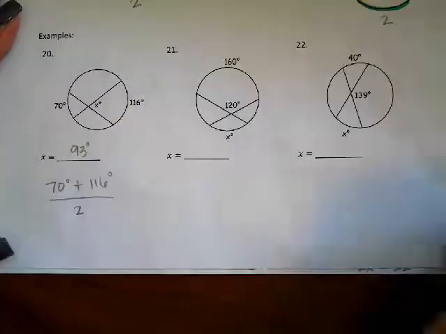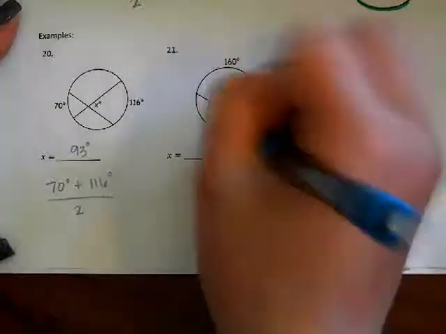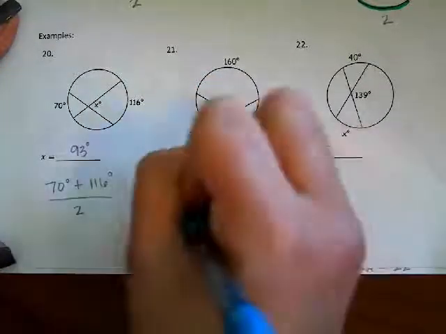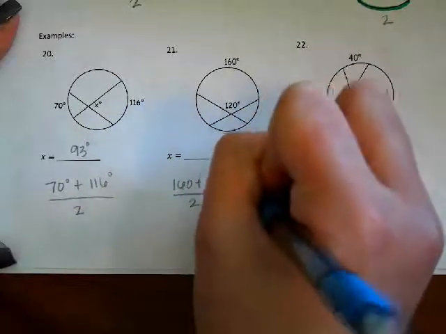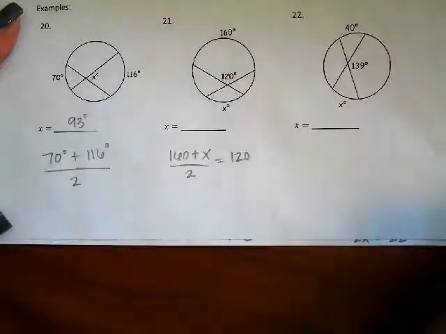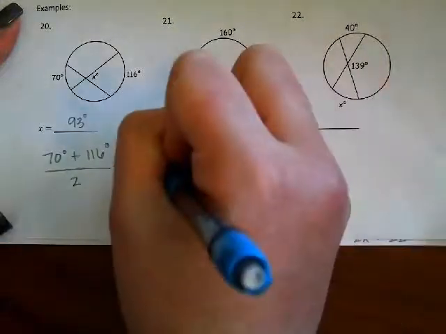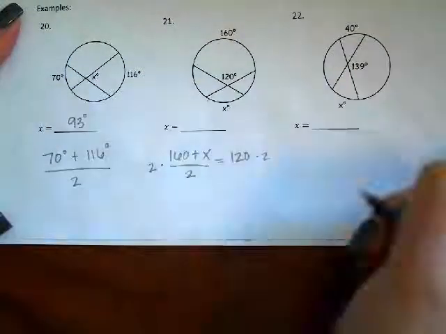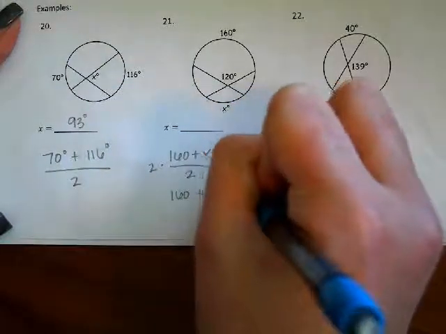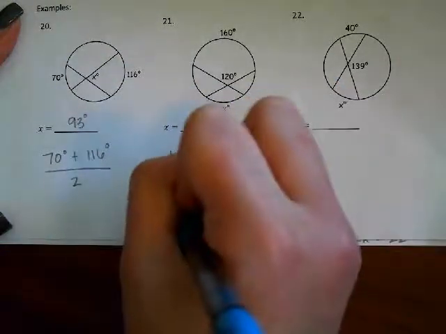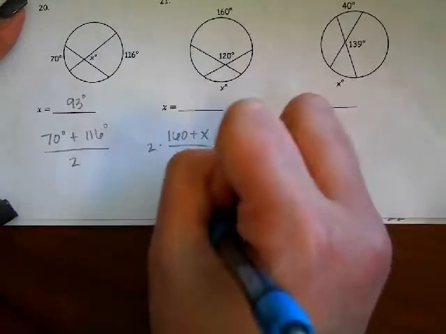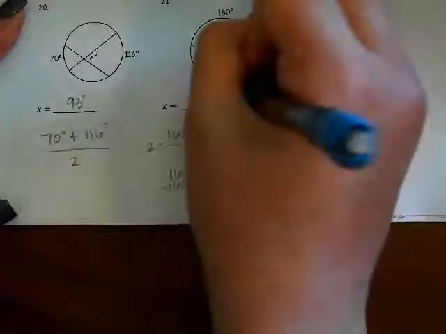All right, this one is a little bit more interesting because the x that we're solving for is actually over here. So we're going to say 160 degrees plus x degrees divided by 2. That actually ends up equaling 120. So to solve this one, I'm going to take the 2 that I divided by and multiply it to the other side. So I'm going to say times 2, times 2. So 160 plus x equals 240. Then I can go ahead and subtract 160. 240 minus 160, x equals 80. So that means this must have been 80.